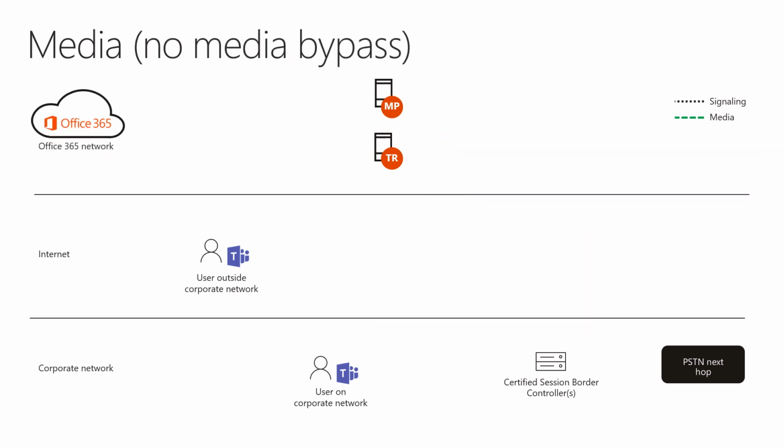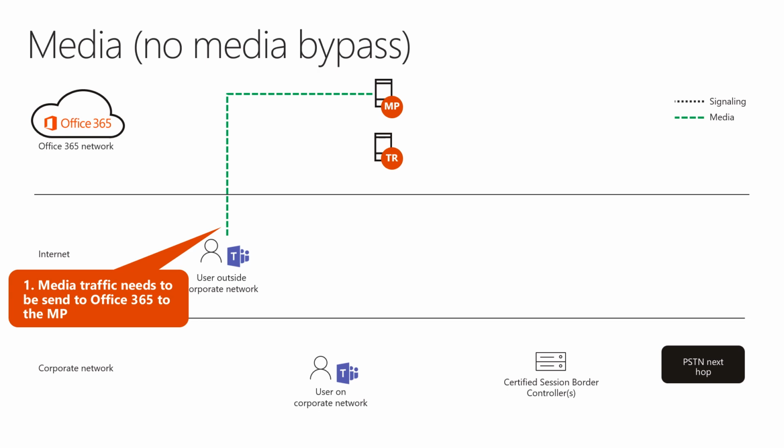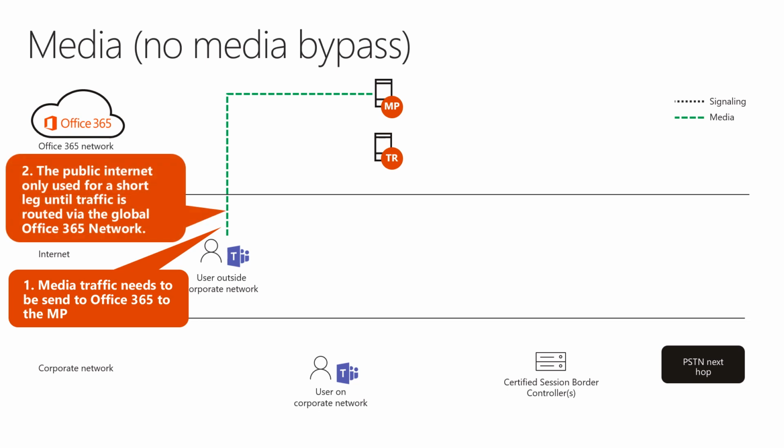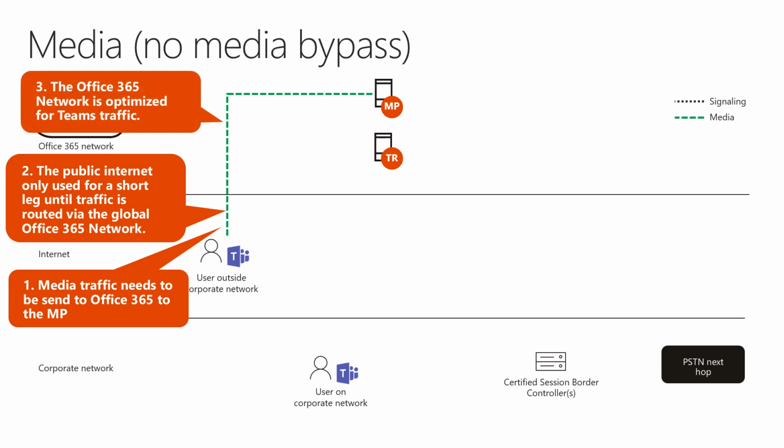Let's look at our first example, media without any media bypass. So we have here our outside user, and all this traffic will always be sent, if there's no media bypass, to the media processor. The media flows first, a very short leg over the public internet, until it's routed to the global Office 365 network. The Office 365 global network has peering points all over the world, so this leg should be really, really short where you are on the public open internet. Then, on the Office 365 network, you will have great quality because it's optimized for Teams traffic and real-time communication.